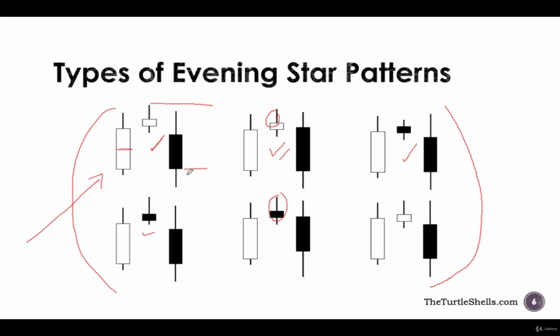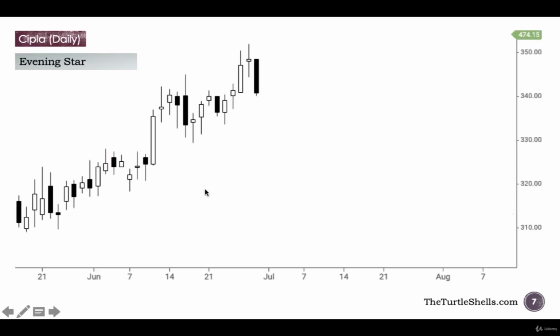The most important thing I look for is the close of the third candle. Is that below the midway point of the first white real body? And the least important is the shadows themselves. Here we are talking about real bodies. We are not talking about shadows here. Okay? So let's quickly have a look at another example.